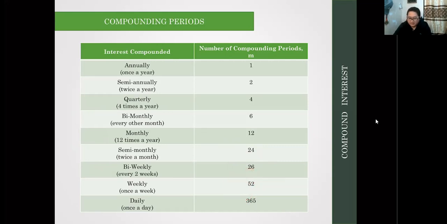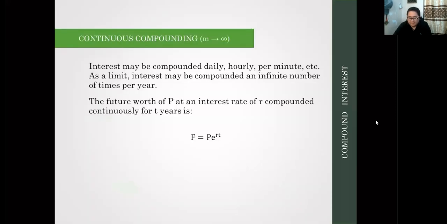Okay? What about when the problem says continuously compounding, or infinitely? There is a limit where the interest may be compounded an infinite number of times per year. So our future worth will be calculated using the formula present worth times e raised to rt. Rate times time. So this is an additional formula.